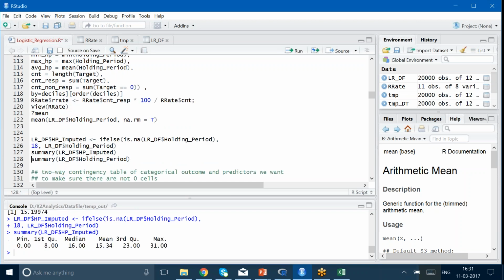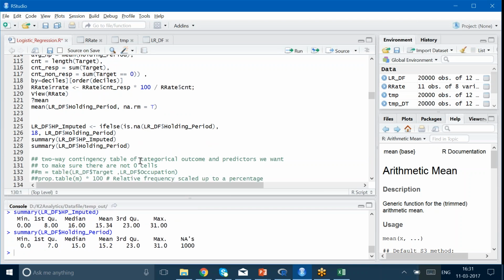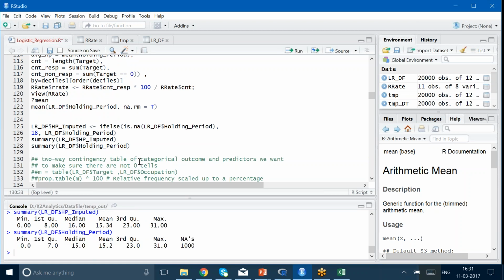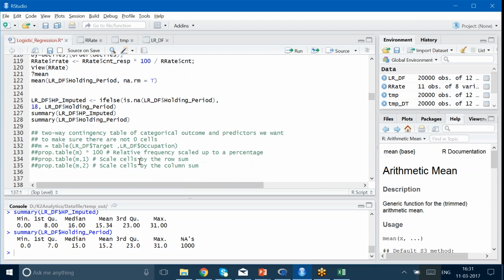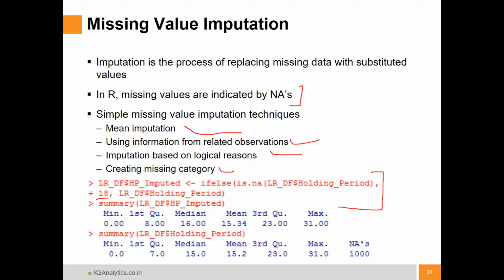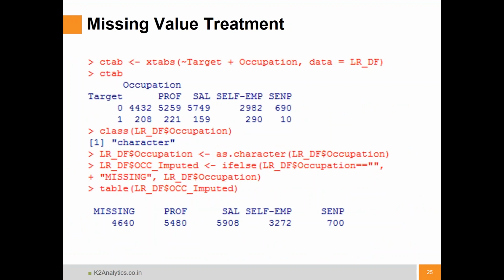Now when I do summary of this, I see, okay, all values are populated and there is no missing. When I see that for the original variable, there is missing. So we have seen the missing value imputation for continuous variable. Let us now see how to go about imputing non-continuous, that is categorical variables. In our case, occupation, we saw there is a category where it is blank.